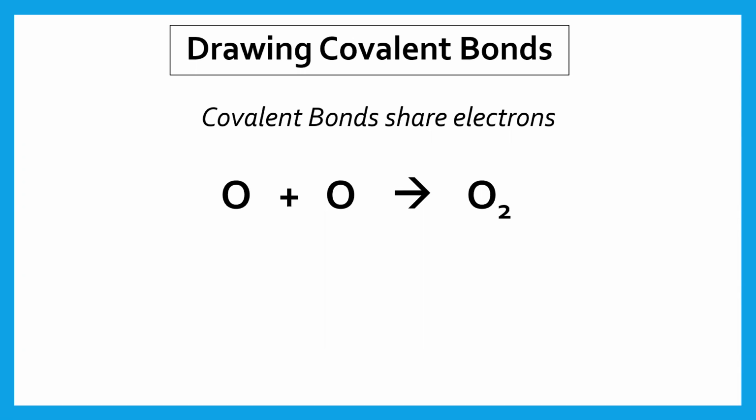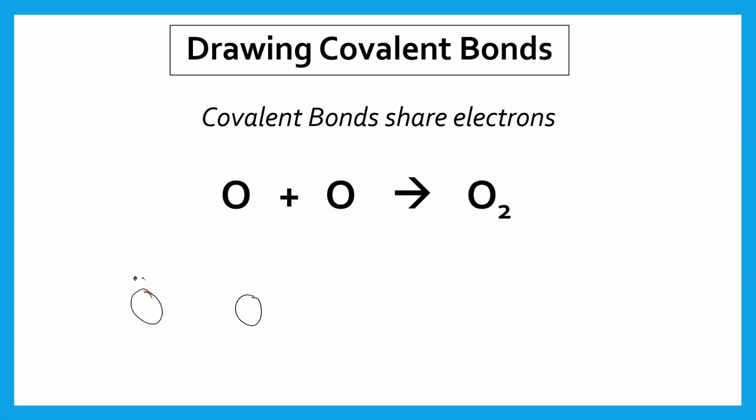So in this chemical reaction, we have an oxygen combining with another oxygen and yielding or producing O2, two oxygens bonded together. So let's begin by drawing each oxygen with its valence electron number. Let me switch to black ink. So each oxygen is going to have 6 dots because it's in group 16.